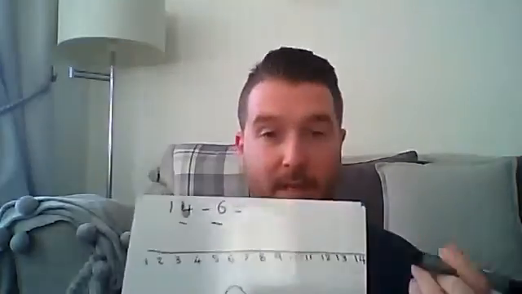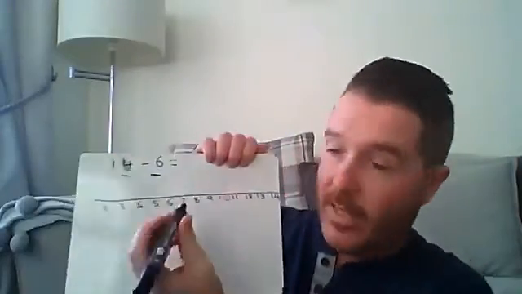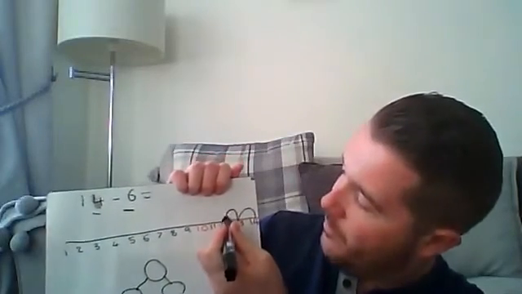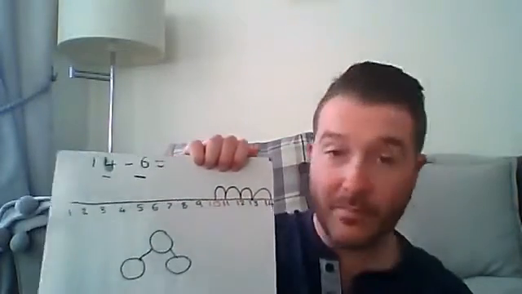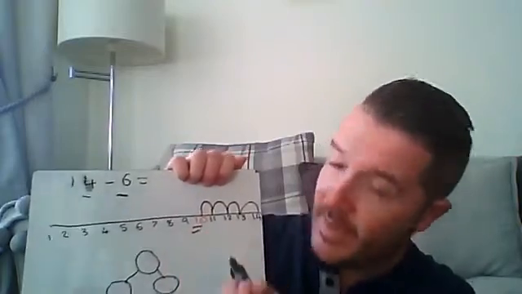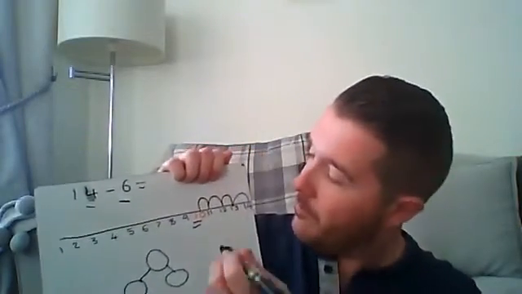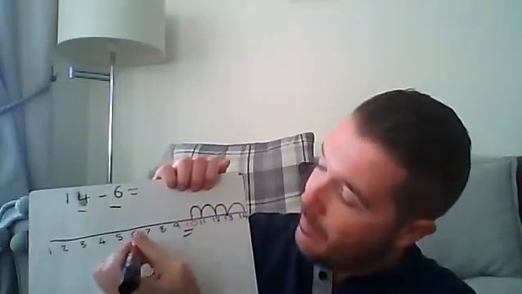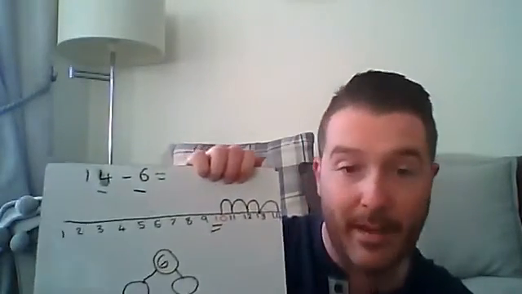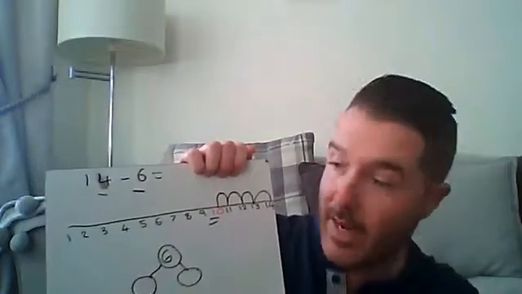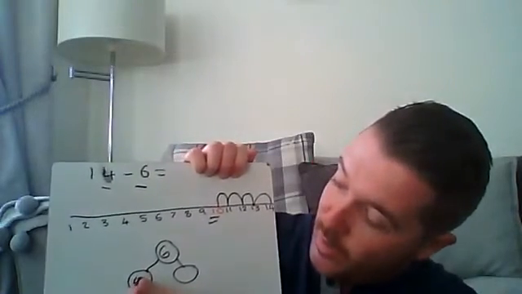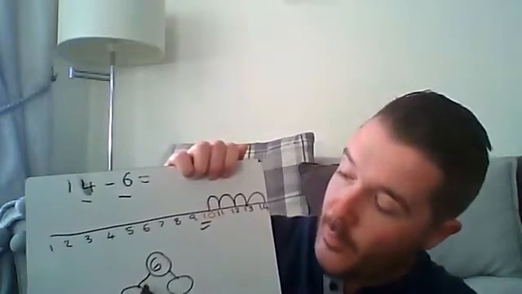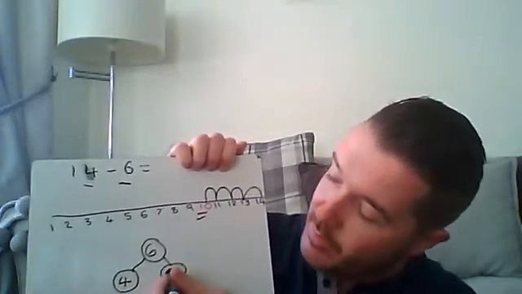So if I jump backward along my number line, I'm going to go 1, 2, 3, 4. And that takes me to 10. Okay, so I've done a jump of 4. So I need to start with 6 here because that's the number I'm taking away. I've taken away 4 to get to 10. That's one of the parts, isn't it? Now, what goes with 4 to make 6? Well, that's going to be 2, so that's the other part.